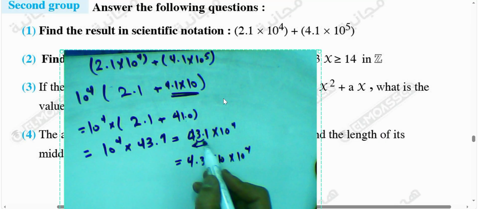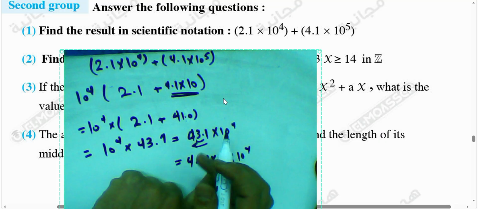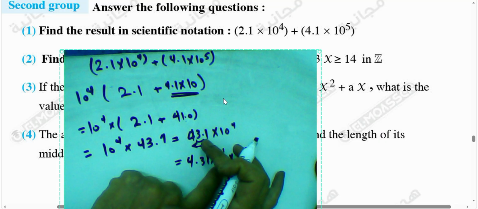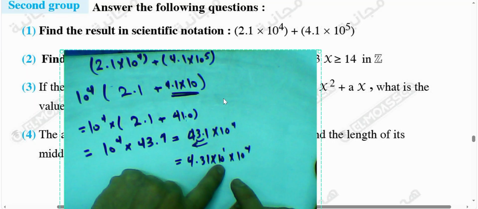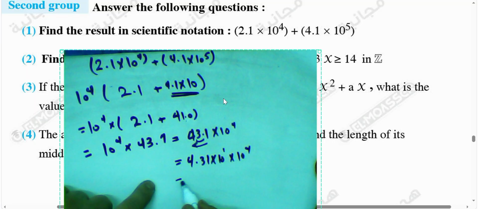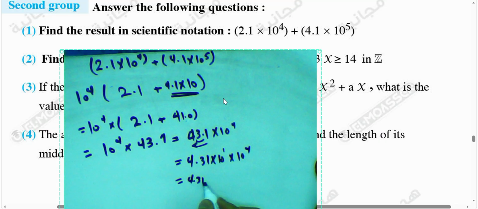Look at here, moved by one place. You must write here 10 power 1. Okay, because you moved the point to the left hand side by one place, it means 10 power 1. Understood? And then collect the two powers here because we have the same bases. Write 4.31 product by 10 power 5. It's the simplest. Okay, understood?